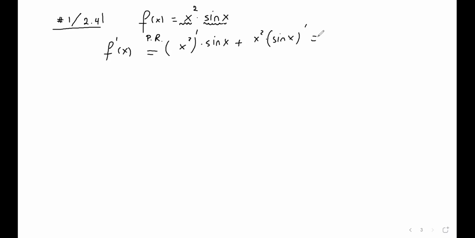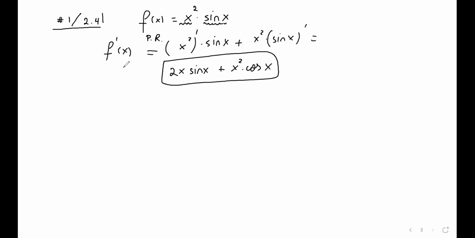And this is really simple because when you do this, you will end up with 2x sine x plus x squared cosine x, and that's going to be your final answer. So that's the final answer for this particular function.